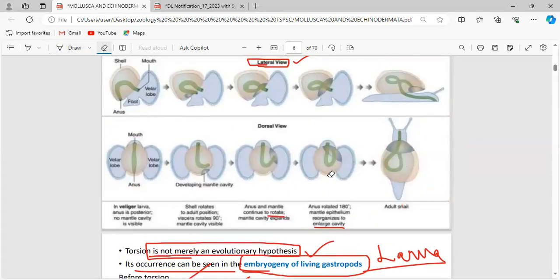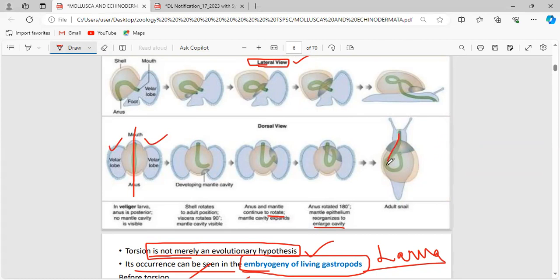Initially, it was in a straight line. This is what symmetry is. It has perfect symmetry. The left and the right will be exactly similar if we cut the organism at a particular plane. If we cut it at this particular point, we can get two equal halves.